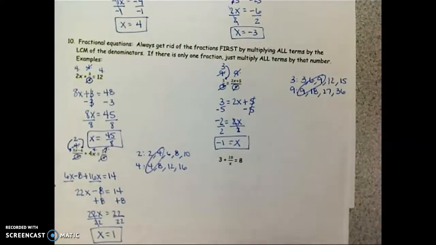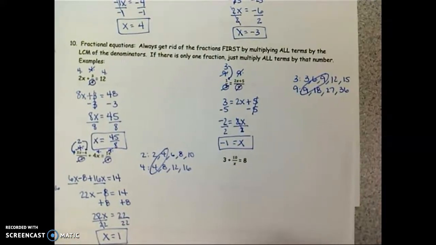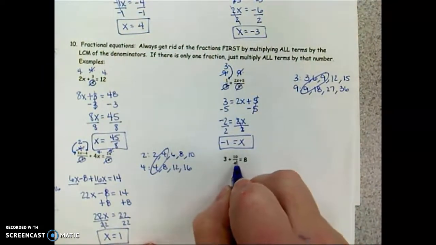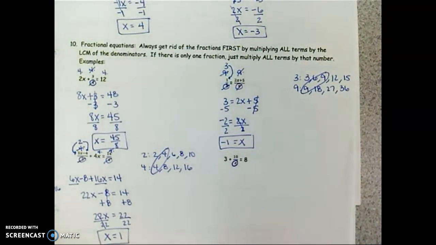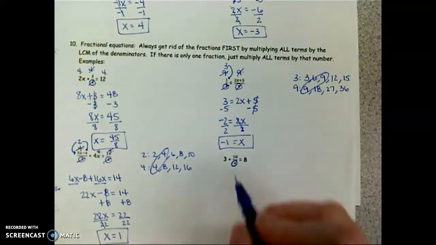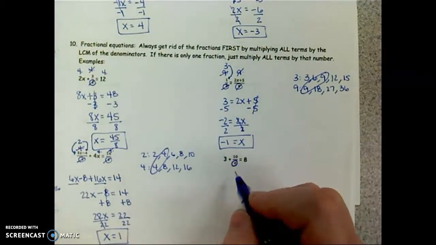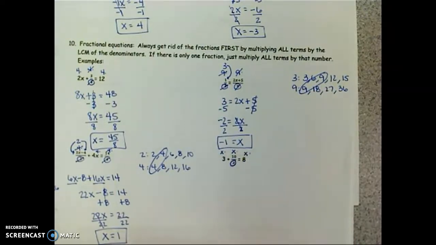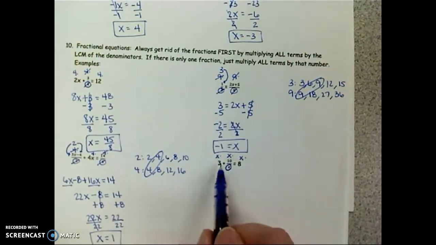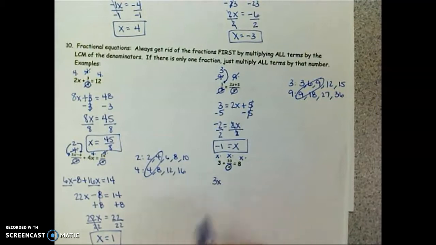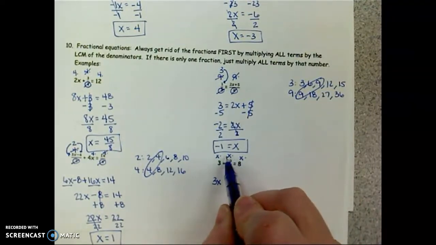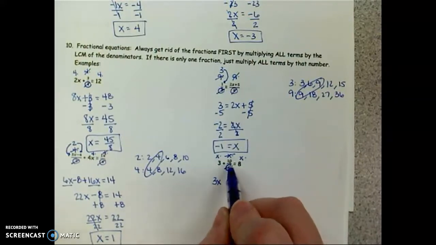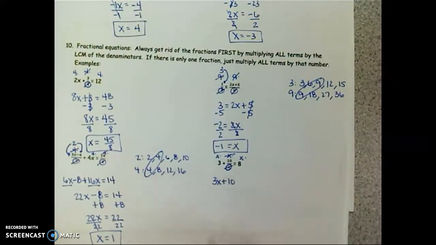Now, this is a kind of different problem than we've looked at, but it's still the same concept. We only have one fraction, so we're still going to do the same thing. We're going to multiply all our terms by what's in the denominator. This time it's an x, not a number, but I'm still going to multiply all 3 terms by x. So 3 times x is 3x. The second fraction, the x in the numerator, cancels out the x in the denominator and leaves me with just 10. No x on that one.